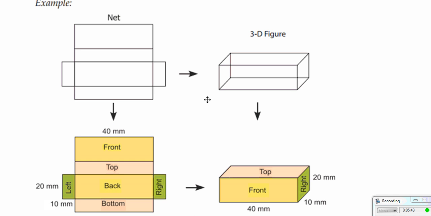So again, we have nets and a 3D figure that could either be a rectangular prism or a square prism. In this case, we know it's a rectangle because one side is 20 millimeters, and the bottom is 10 millimeters. So they're not the same measurement, so it can't be a square. And so it's been labeled again, it's laid flat, front and back are the same, top and bottom are the same, left and right are the same. And it folds to make a 3D figure.